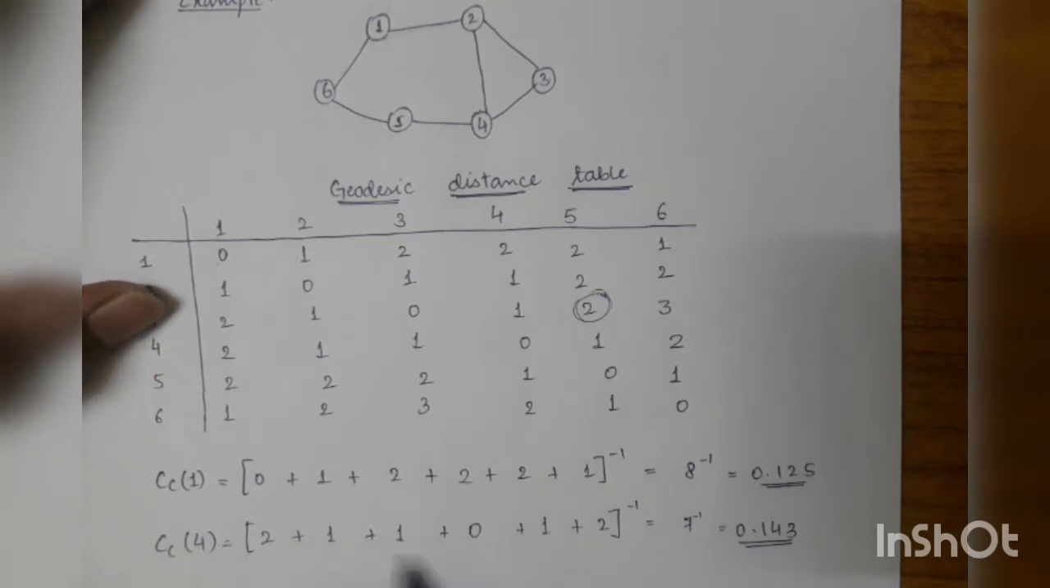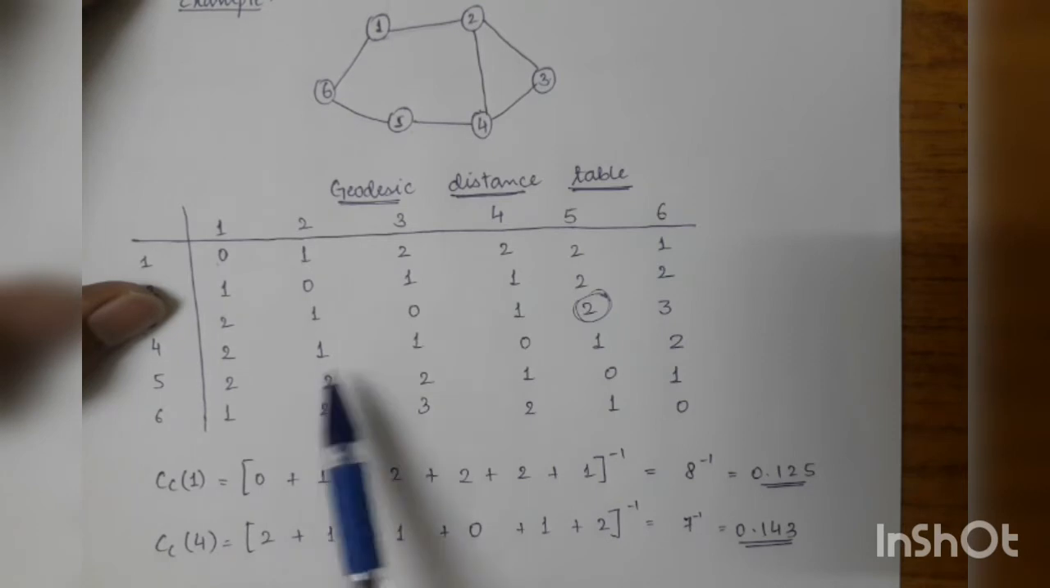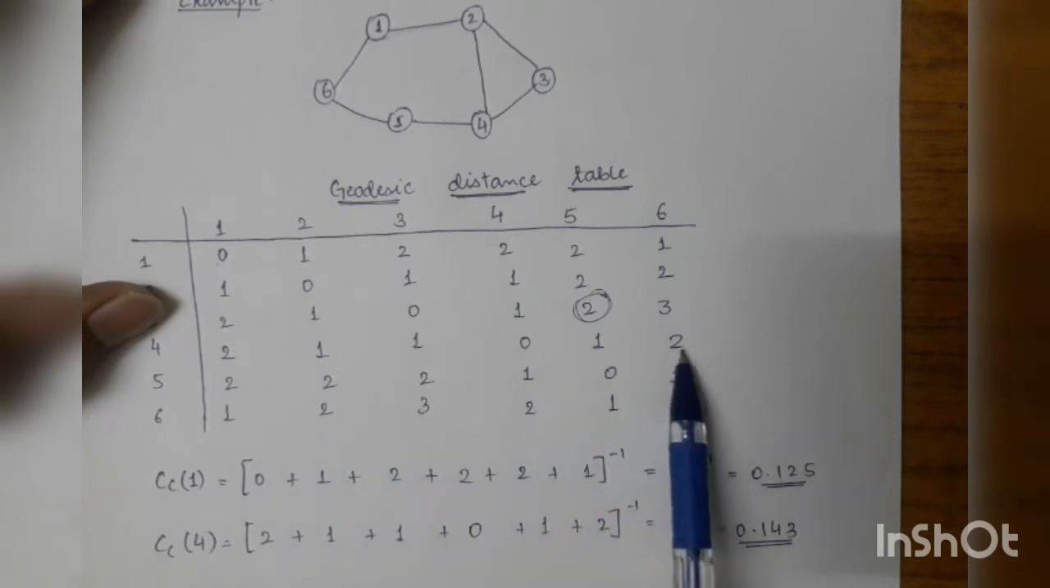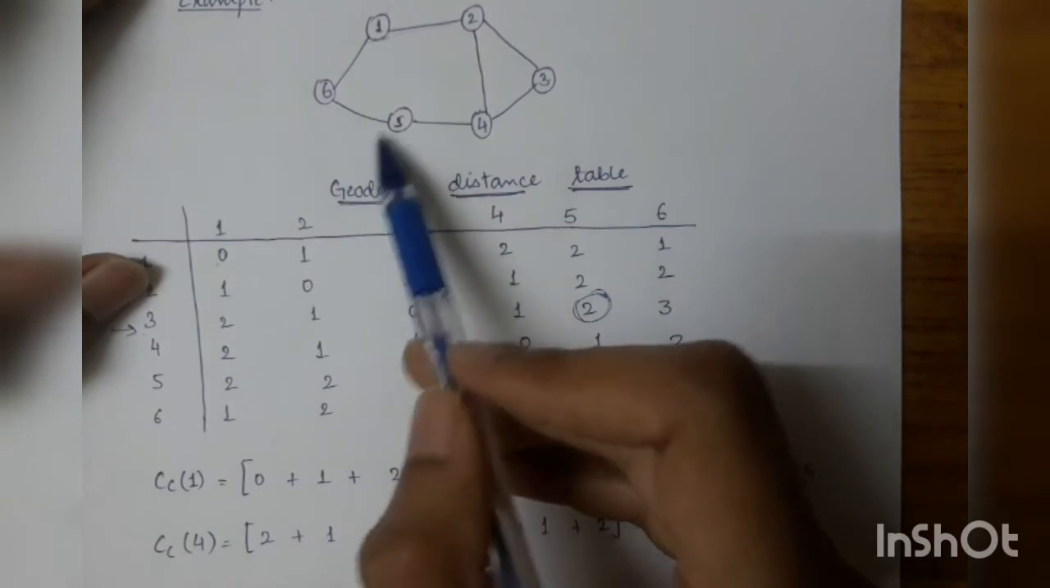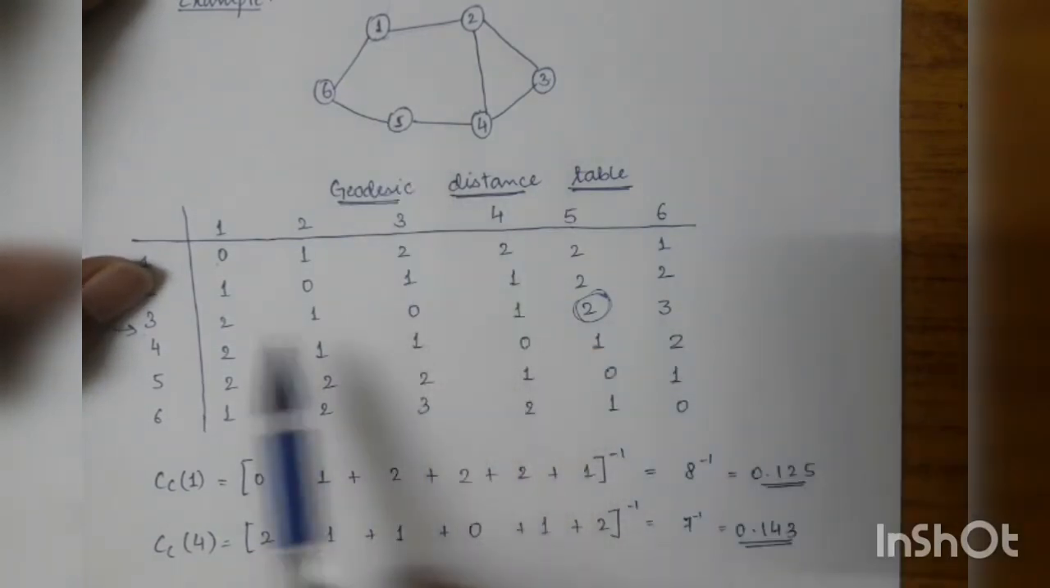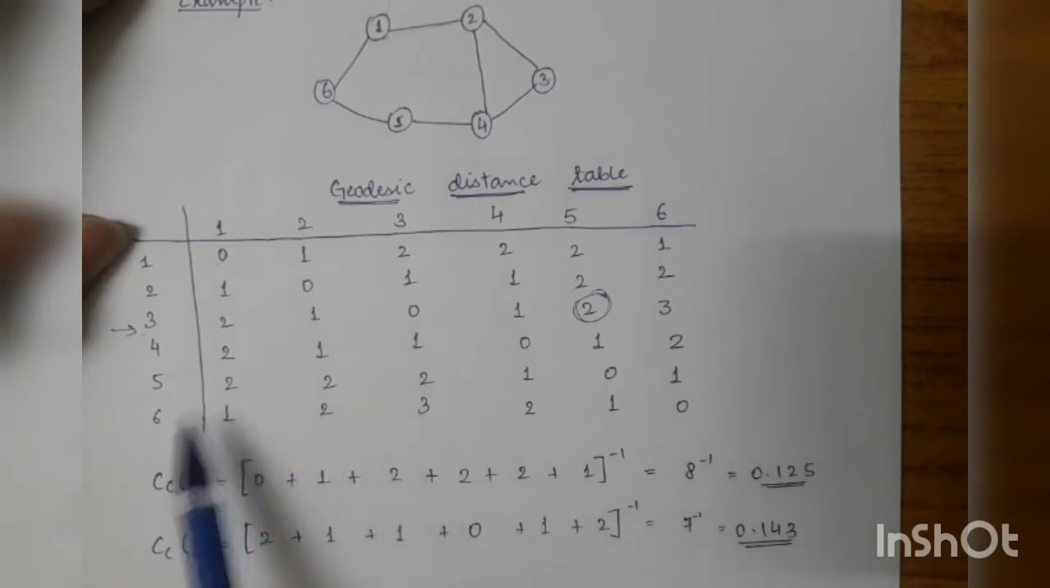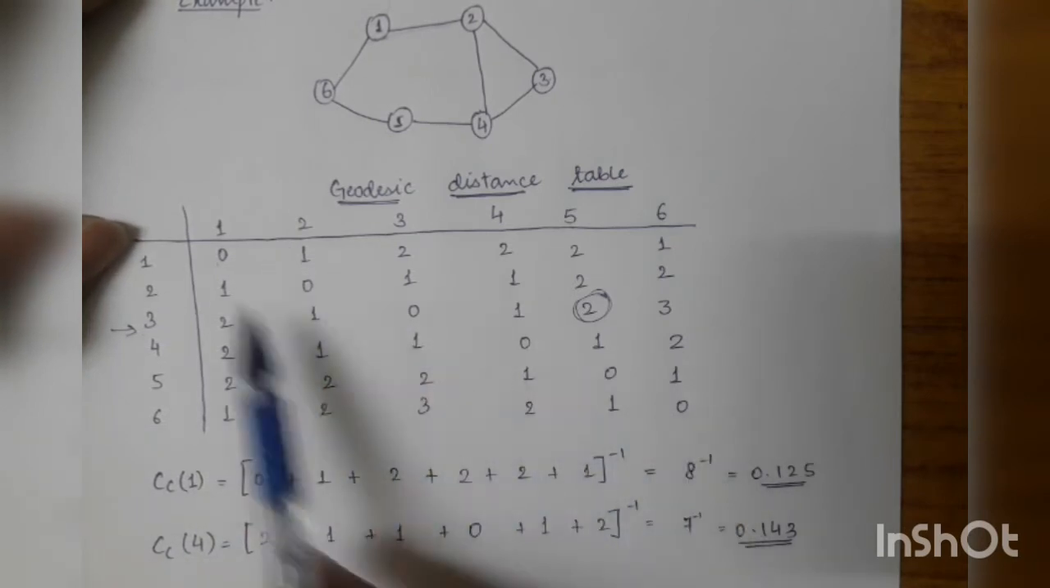So this is nothing but the summation of all these numbers, which is 2 plus 1 plus 1 plus 0 plus 1 plus 2. Also just note that for any node, the distance from that node to itself will always be 0. So that's why for 3 3 we have 0, for 2 2, and so on. We'll just have all these zeros. The diagonal elements will be 0.